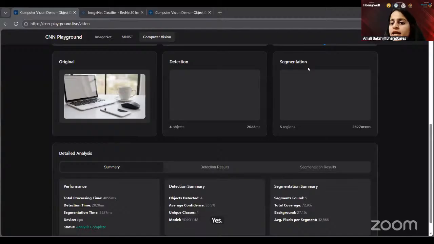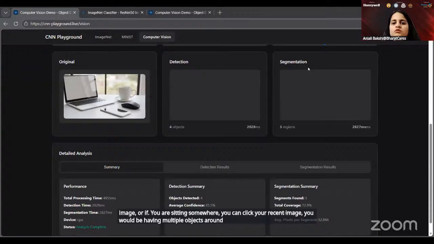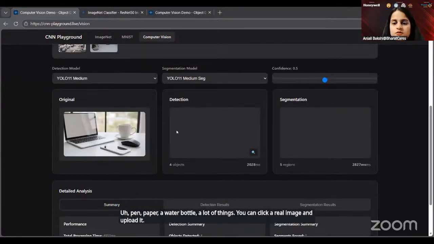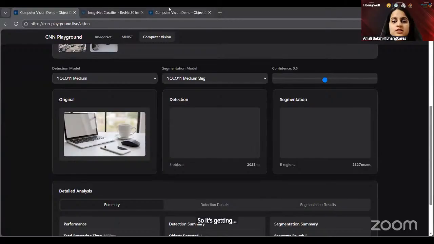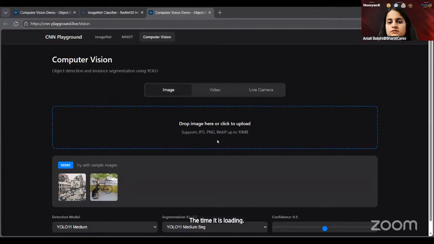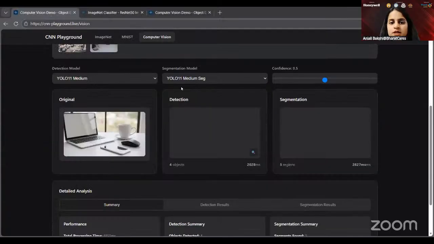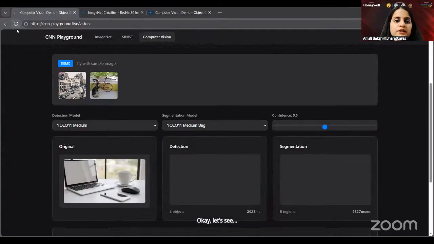Yes. So you can download any image, or if you are sitting somewhere, you can click your recent image. You would be having multiple objects around you. Laptop, mouse, a pen, paper, a water bottle, a lot of things. So you can click a real image and upload it. So it's taking time to load. By the time it is loading, okay, let's see. Let me refresh it.